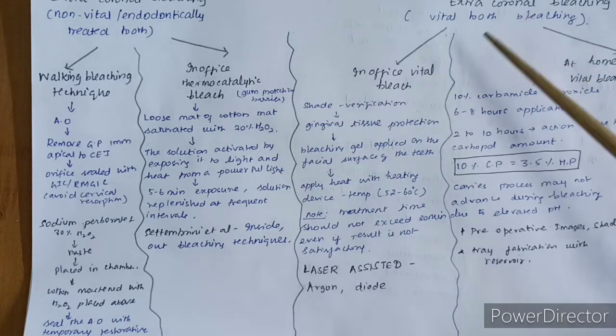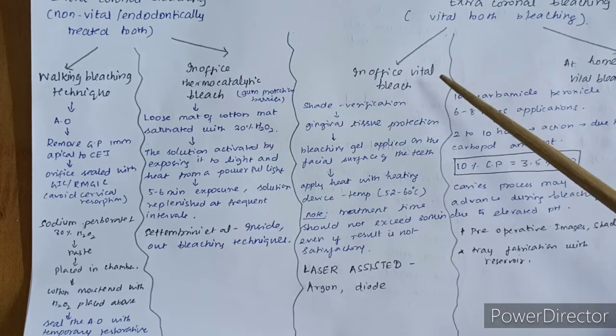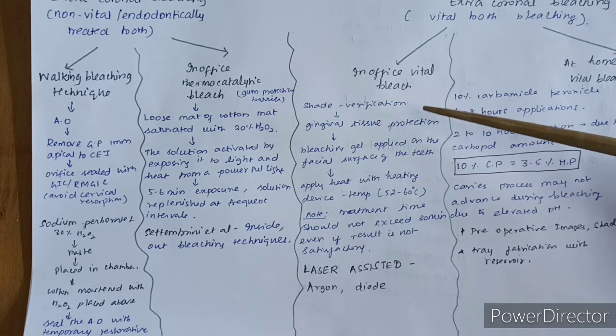The next is extracoronal bleaching, in-office vital bleach. Whatever bleaching procedure you are going to do, first of all we have to check the shade. Then we have to take pre-operative photographs. We have to note whether there are any unrestored caries, so that we can restore them. Before starting the procedure, make sure you give good gingival tissue protection.